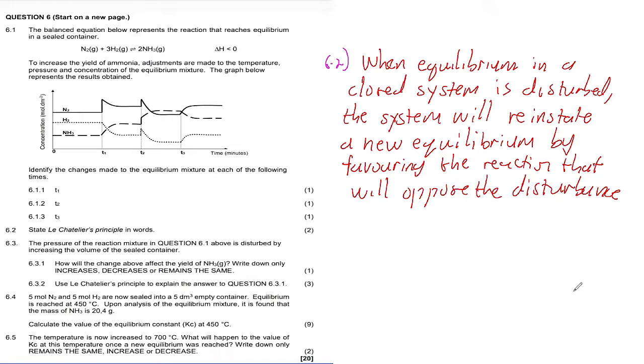Okay, so 6.3, it says the pressure of the reaction mixture in question 6.1 is disturbed by increasing the volume. Note, they're increasing the volume. That means what are they doing? They're decreasing the pressure, because volume and pressure are inversely proportional. So an increase in volume means a decrease in pressure. So they're decreasing pressure. How will the change above affect the yield of NH3? Write down only increases, decreases, or remains the same.